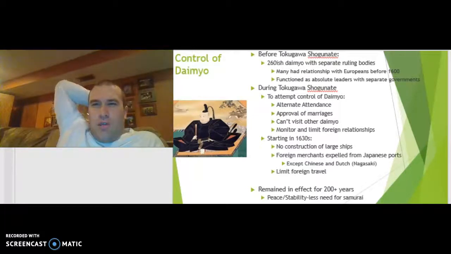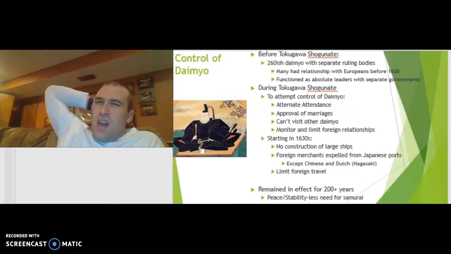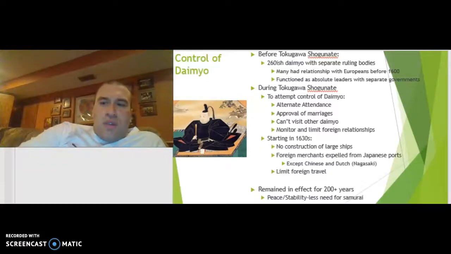Many had relationships with Europe before this, so there was European influence, but that is going to change here. And they had functioned as absolute leaders. There was not a single government going on in Japan. They had their own money, education systems, own armies, nothing unified. So when Tokugawa Ieyasu wins the civil war, he needs to figure out a way to control these daimyo and consolidate power around him. So here are some things that they put in place.